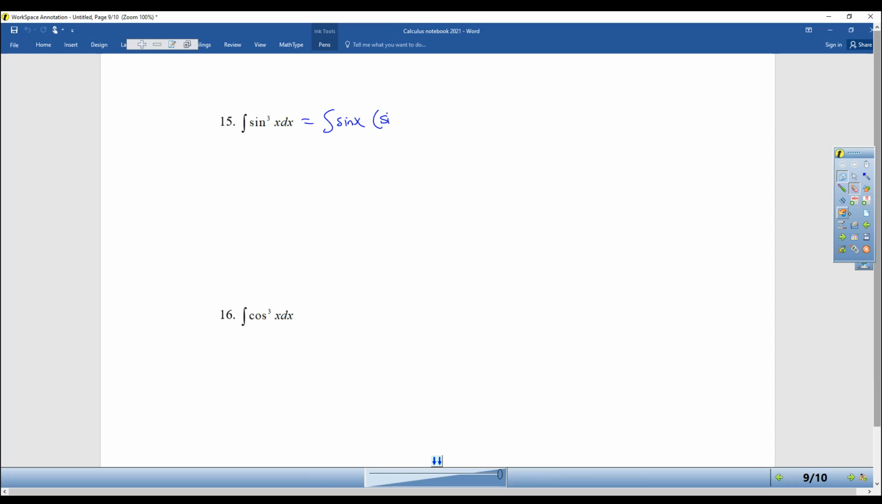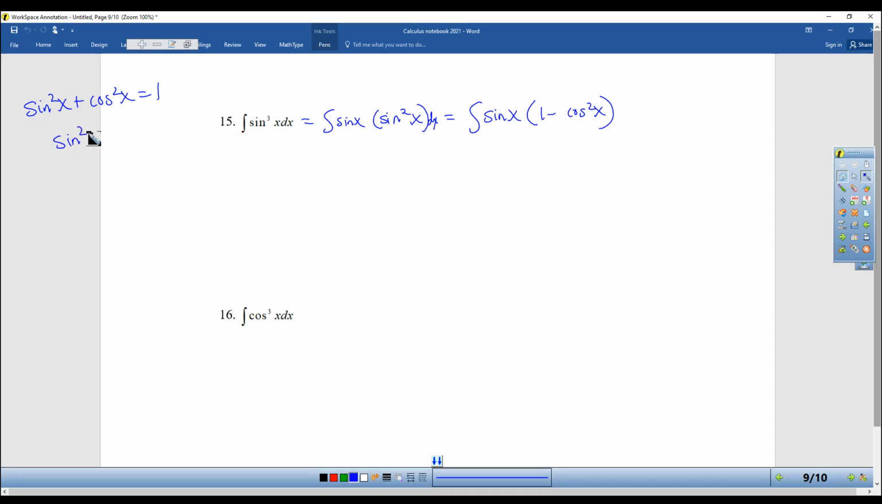sine, yeah, I do want that. Sorry. Sine squared x, and then dx. This is going to be 1 minus cosine squared x. So do you remember this one? Sine squared x plus cosine squared x is equal to 1. So I can replace the sine squared with 1 minus cosine squared x.